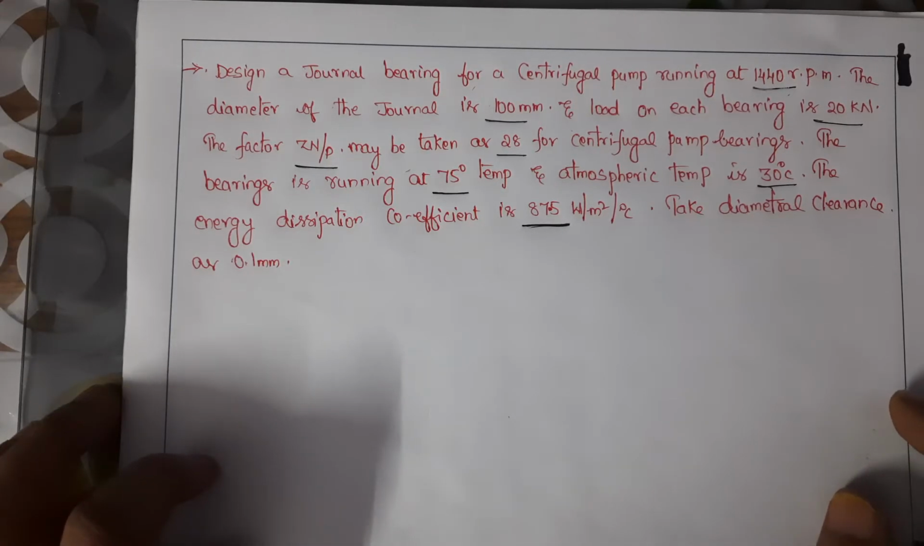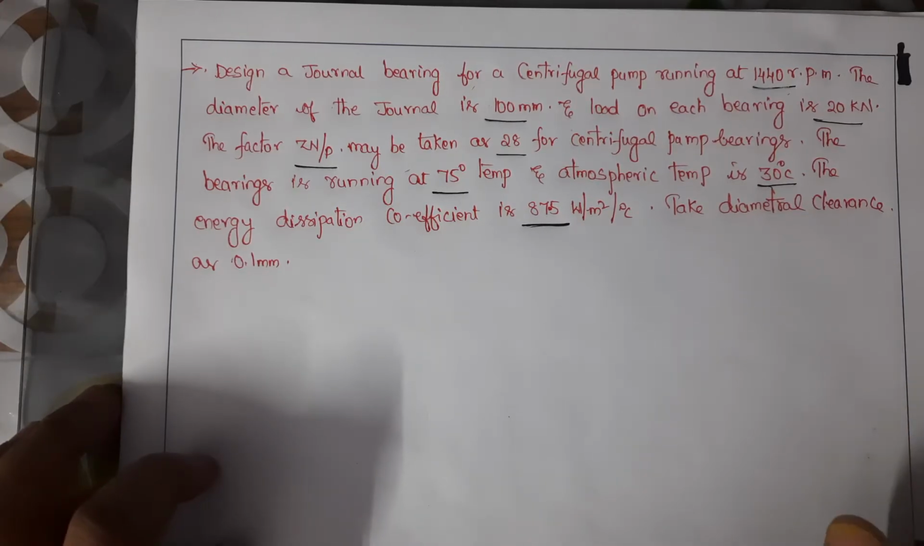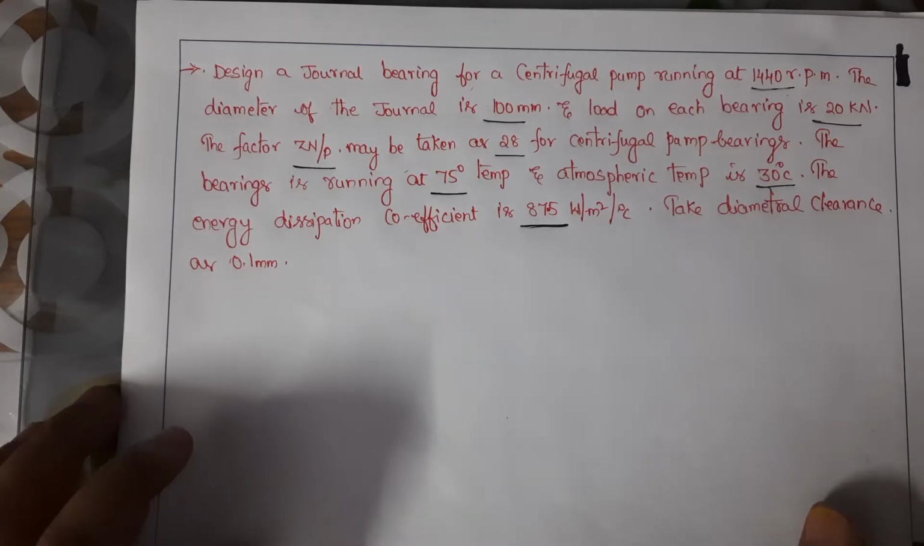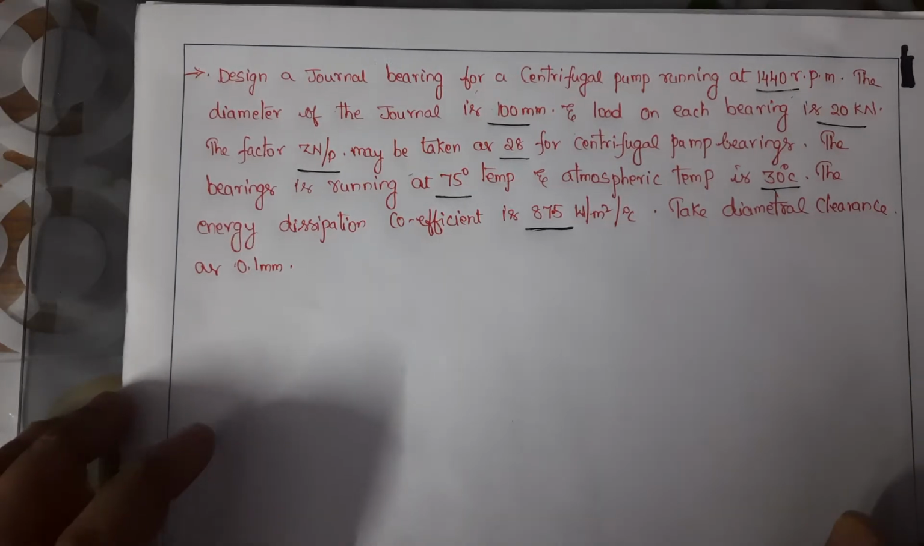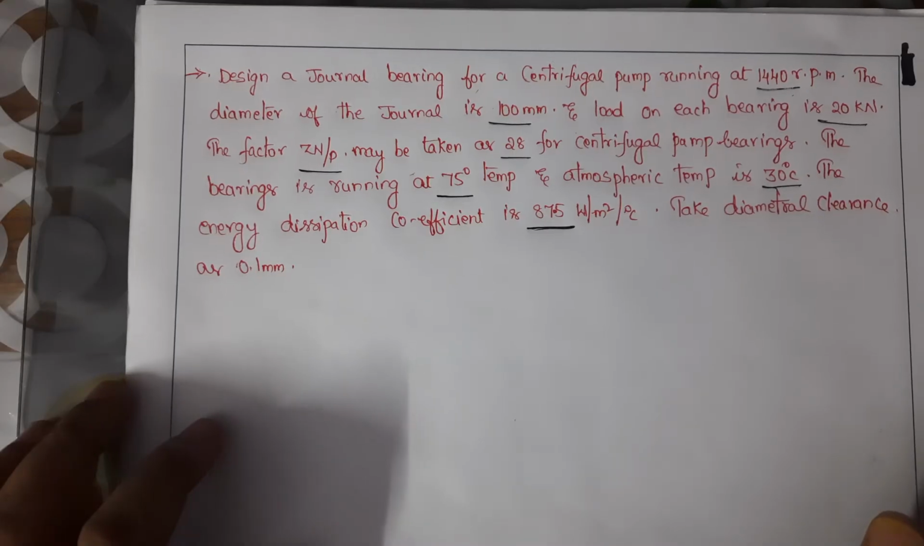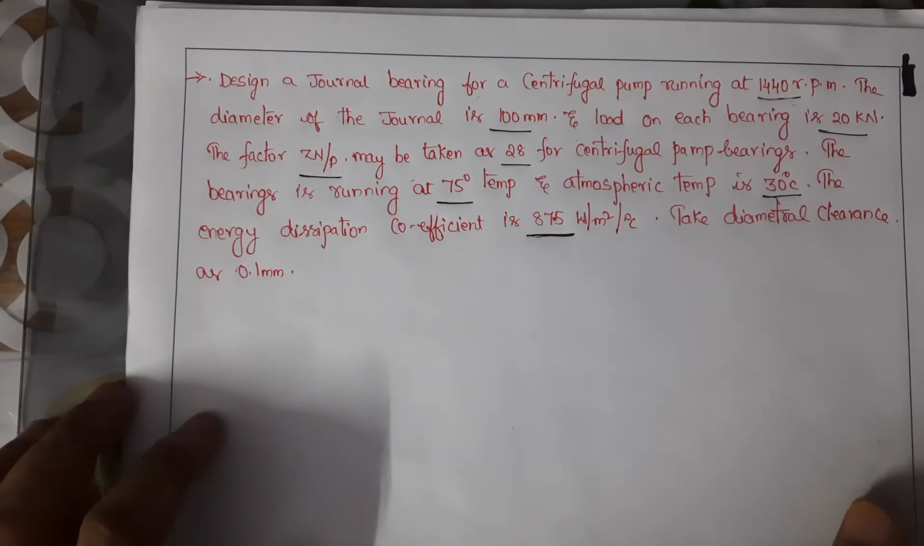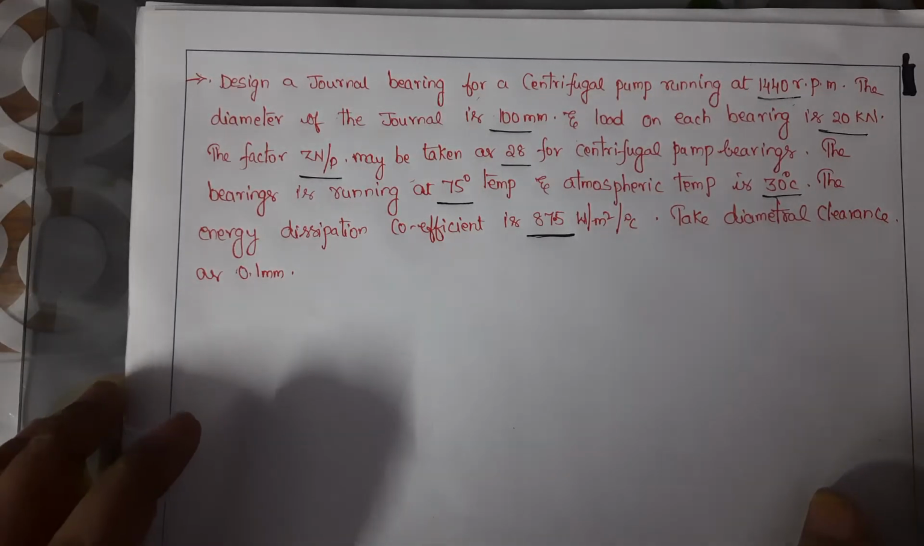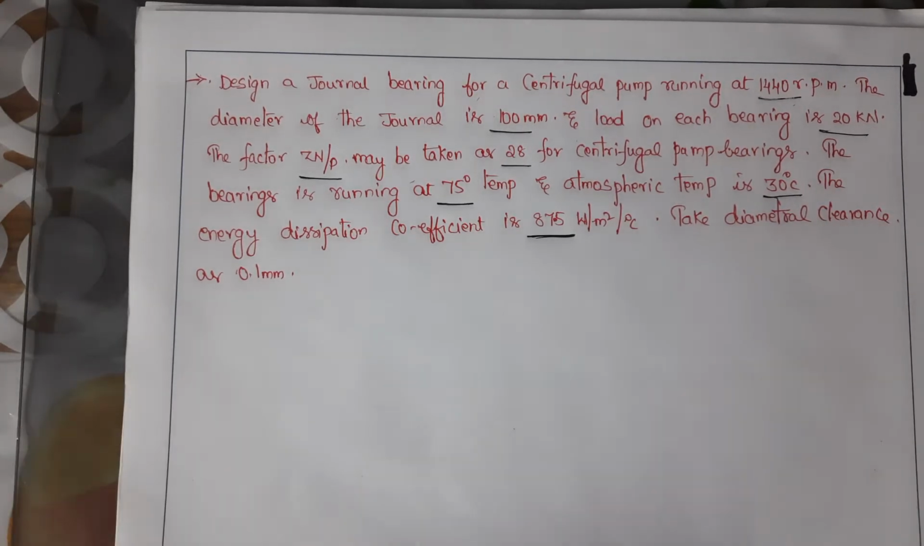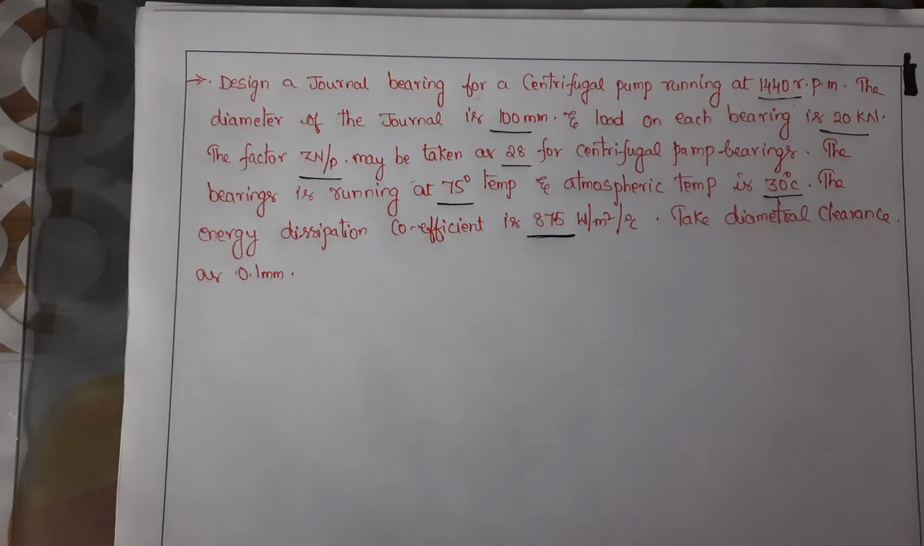Here the diametral clearance is nothing but the clearance between the journal and bearing. Okay, the clearance is nothing but diametral clearance. So in the problem we will be using a diametral clearance ratio. The diametral clearance ratio is nothing but the ratio of diametral clearance by the diameter of the journal. Okay, these are the given data.